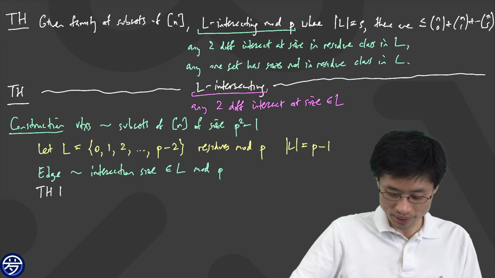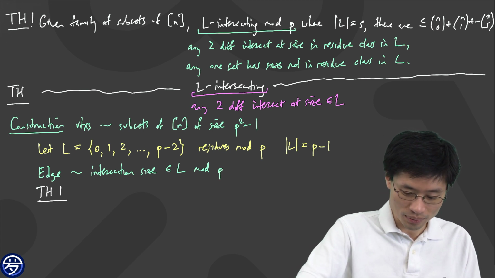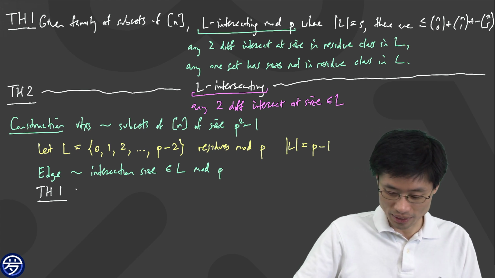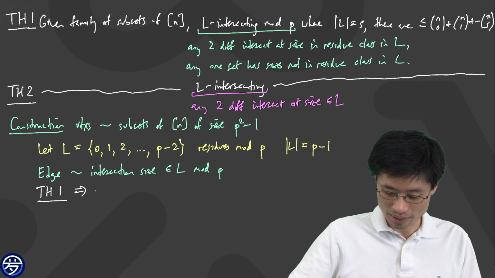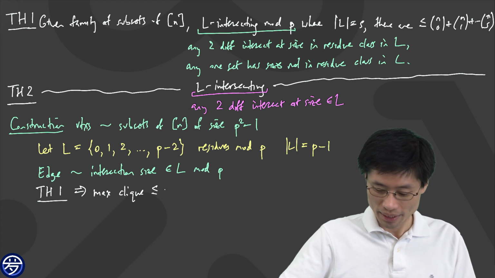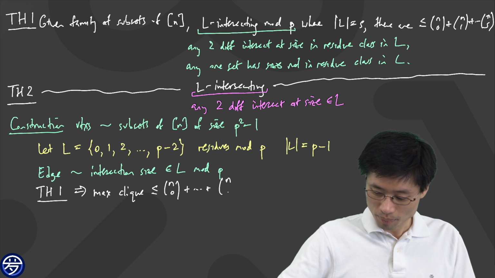So the first Frankl-Wilson theorem, let's give these numbers: Theorem 1 and Theorem 2. That was Theorem 1, this is Theorem 2. Theorem 1 is going to tell me that the maximum clique has size at most n choose 0 plus all the way up until n choose p minus 1.